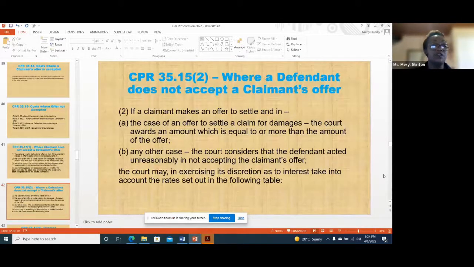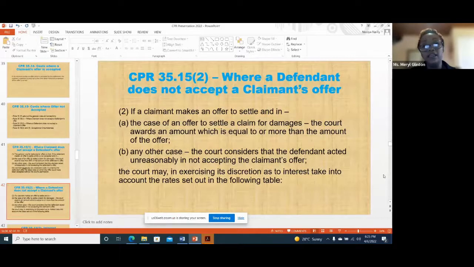And again, in circumstances where it's not a claim for damages in any other case, if after the court makes its determination, you draw the court's attention to the offer and the court considers that the defendant was unreasonable in not accepting the offer, then there will be consequences in that circumstance as well.